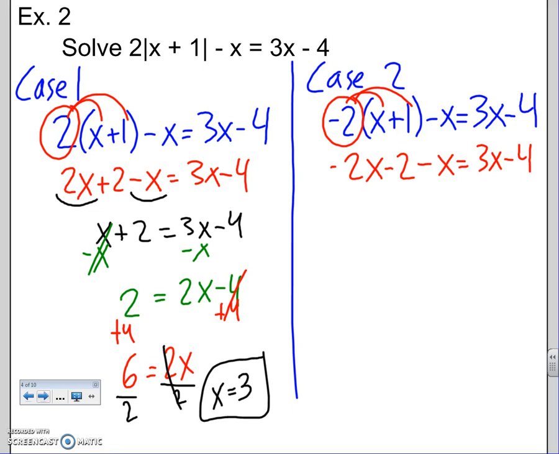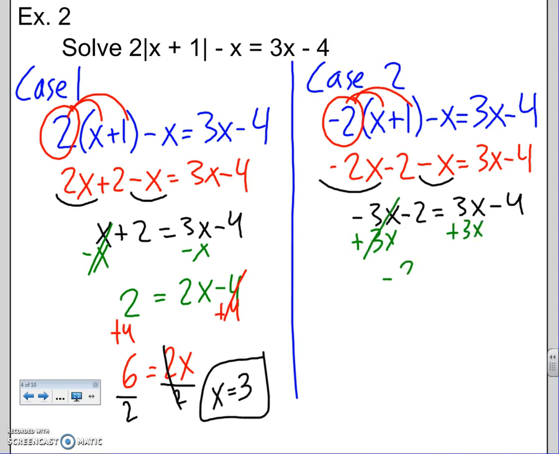We still got combined terms. Remember, on the left side you can combine things. The right side you cannot. So negative 2x minus 1x, that makes negative 3x, minus 2 equals 3x minus 4. Get the variable on one side. I see a negative 3x on the left, 3x on the right. I'm the smaller one, so I'm going to move that negative 3x by adding 3x to both sides.